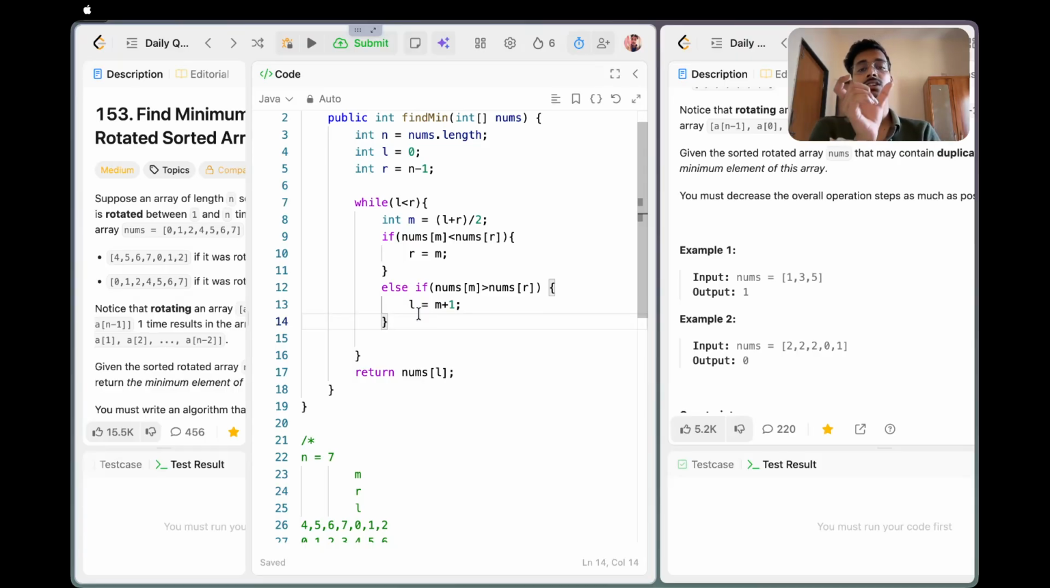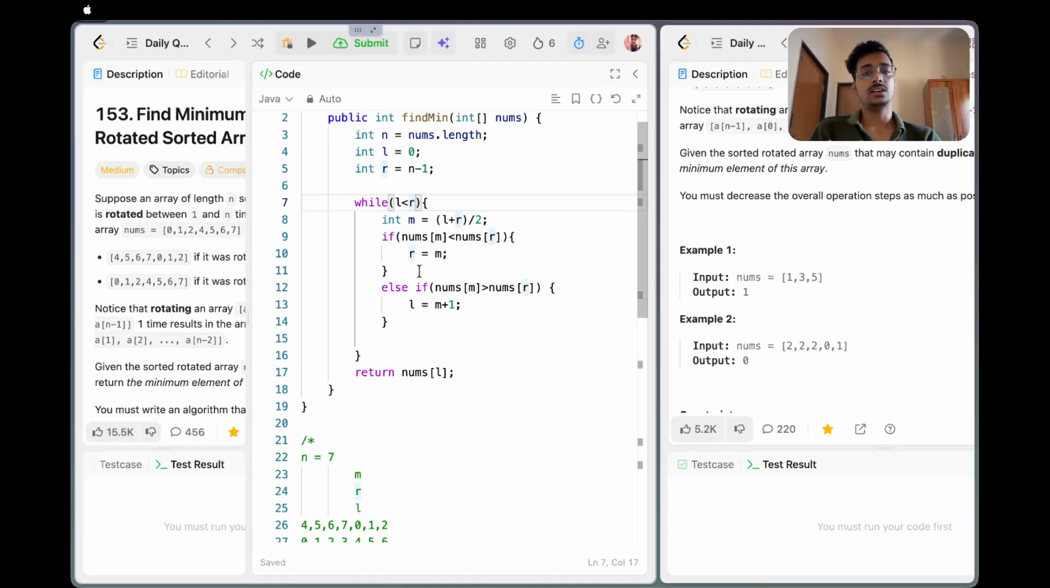Why m plus 1? Because this particular m value is greater than the right value, which means it is not the minimum value. Makes sense? So we don't need to consider it; we consider just after that. Similarly, we iterate while L is less than R. I'm not iterating when L and R are equal, because it will go into an infinite loop.